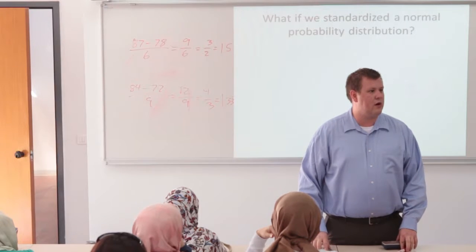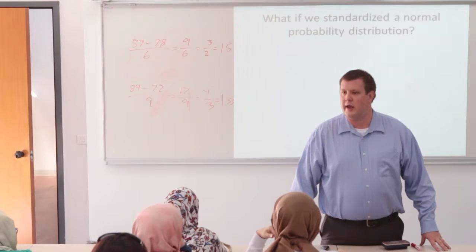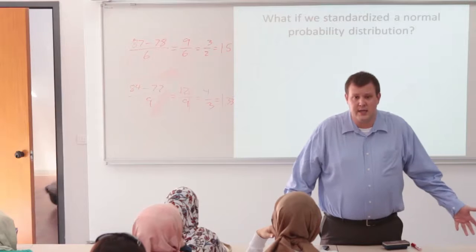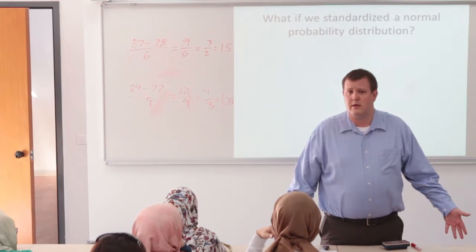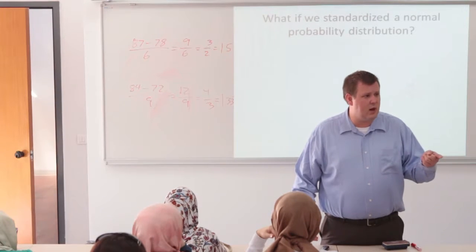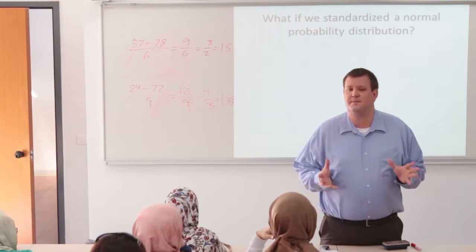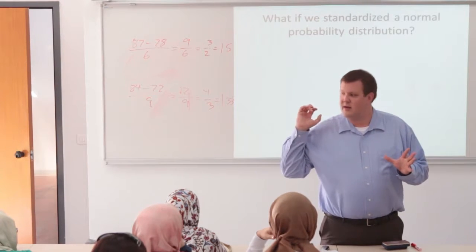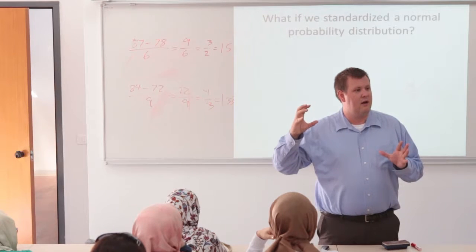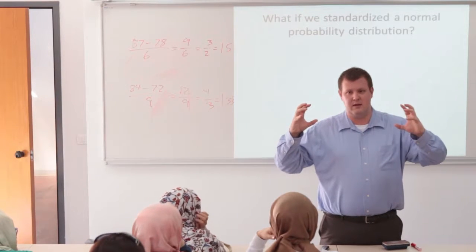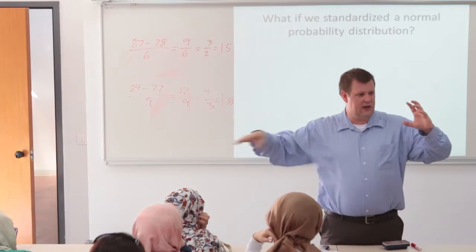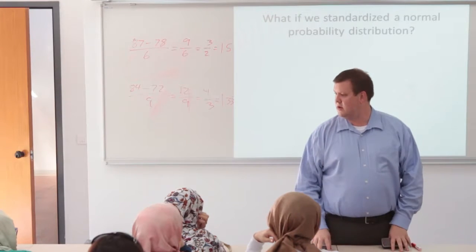A standardized score is another word for a z-score. How do we get a z-score? Score minus mean, all that divided by standard deviation.